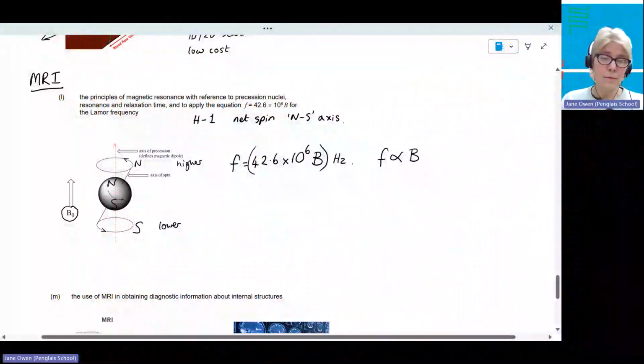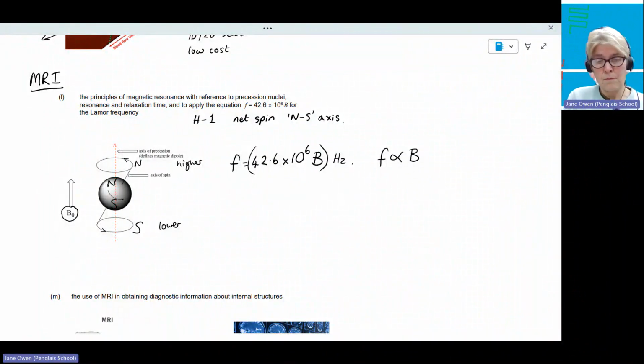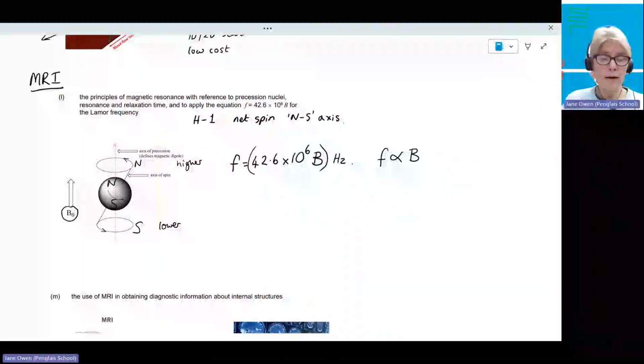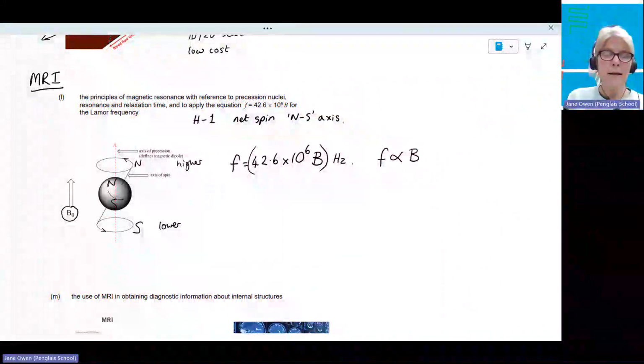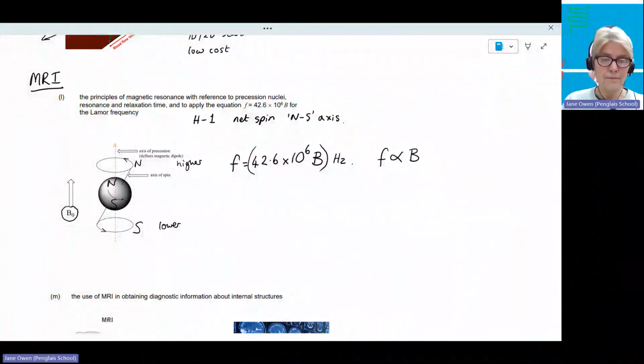Basically, you just have to remember that all of these nuclei, single protons, have a spin. When they're placed in a magnetic field, they all line up. That's the precessing bit. Then when you apply a radio frequency pulse, you flip them into a higher energy state. They're all now precessing in that higher energy state, and then it relaxes back down.